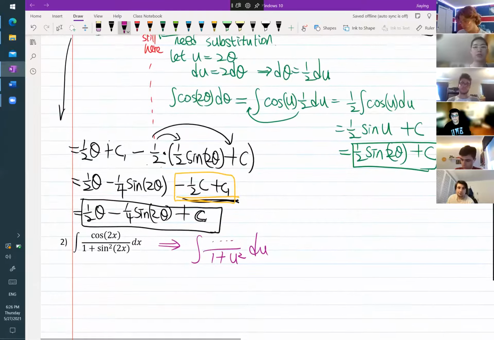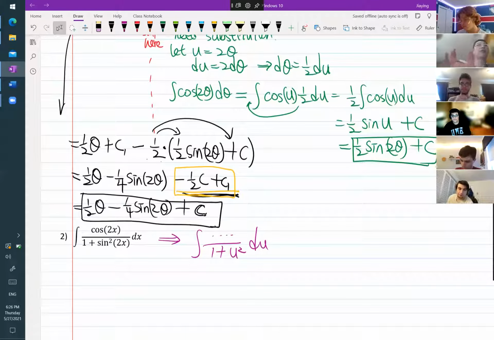Aiden, yes, that's correct. So the -1/2 c plus c1 together just give us some constant that we don't know.